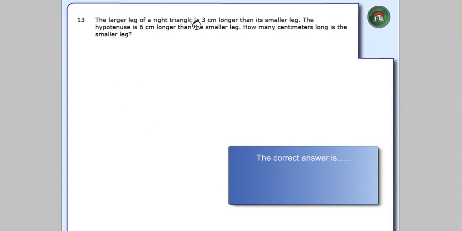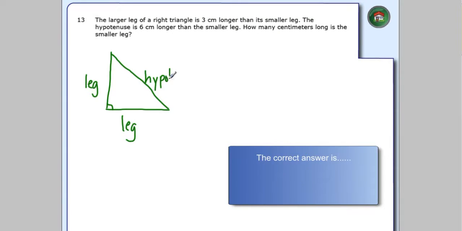All right, 13. The larger leg of a right triangle is 3 centimeters longer than its smaller leg. The hypotenuse is 6 centimeters longer than the smaller leg. How many centimeters long is the smaller leg? So first off, you have to know what a right triangle is, and a right triangle has a 90-degree angle. This is called a leg, this is a leg, and this is the hypotenuse.